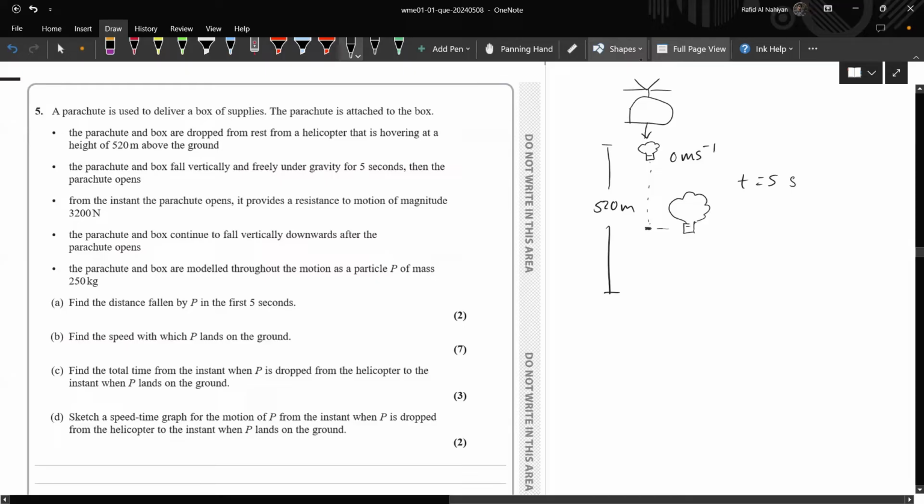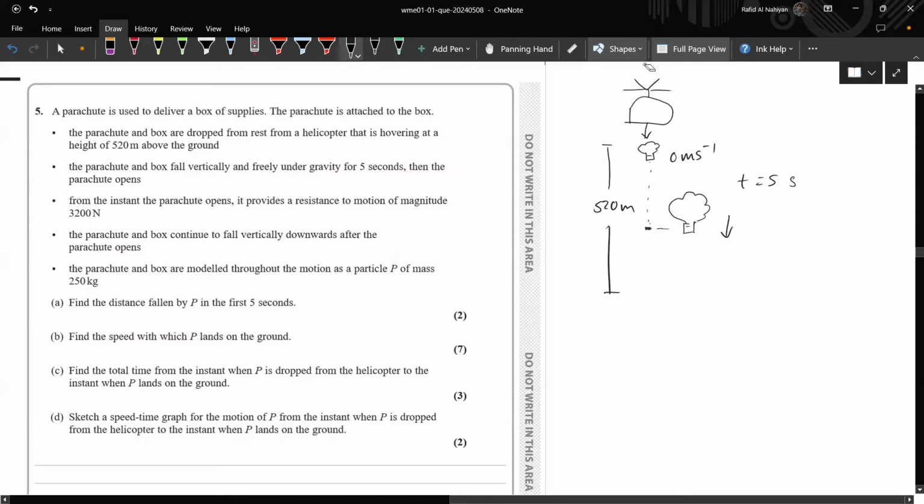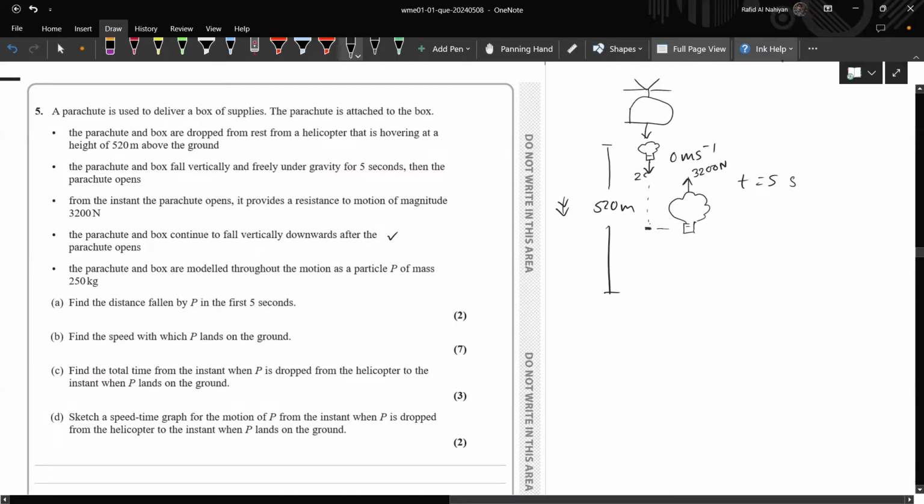Now, from the instant the parachute opens, it provides a resistance to motion of magnitude 3,200. So resistance to motion means that, so the motion is in this direction, so the resisting force would be in the opposite direction, which is upwards. So that's going to be 3,200 newtons. And the parachute and box continue to fall vertically downwards after the parachute opens. The parachute and box are modeled throughout the motion as a particle P of mass 250 kilograms. So that is also important. So we have a weight of 250 g acting on this whole thing the entire time.